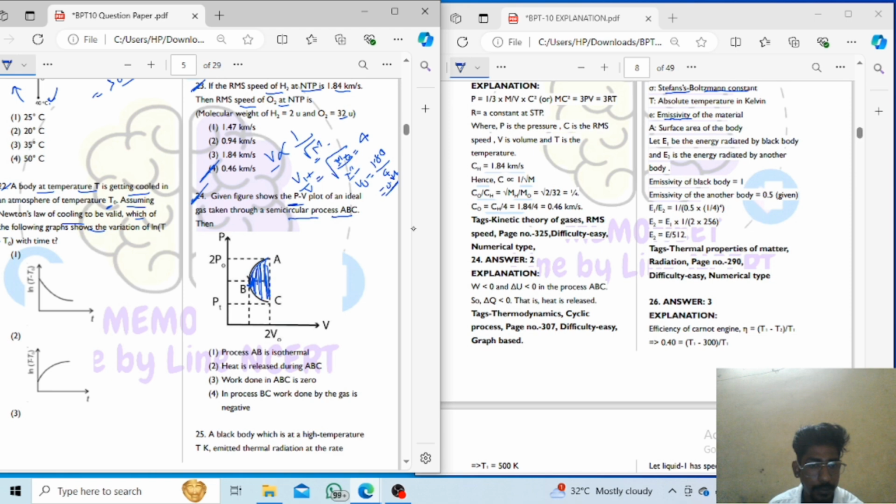Question number 25. A black body at a high temperature of T Kelvin emits thermal radiation at a rate of some E. Okay, so first of all, let me clarify something. Most of you will think that black body radiation is omitted from the syllabus. Why is the question there?